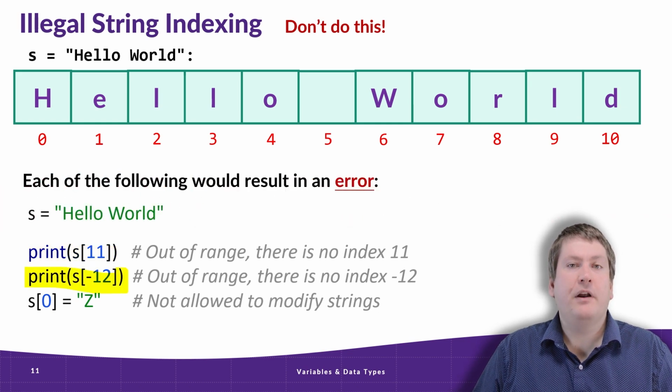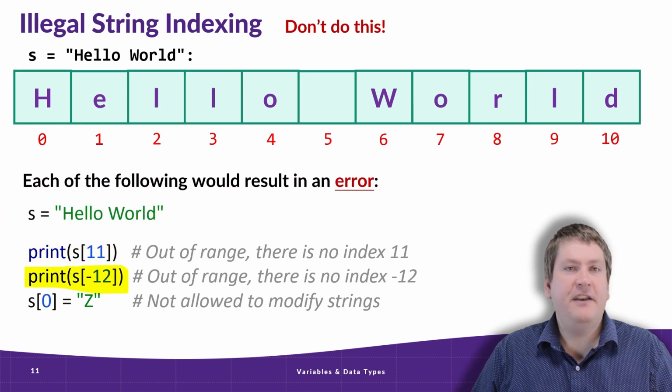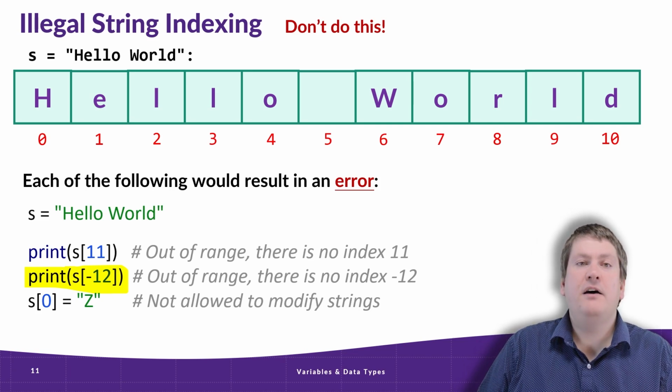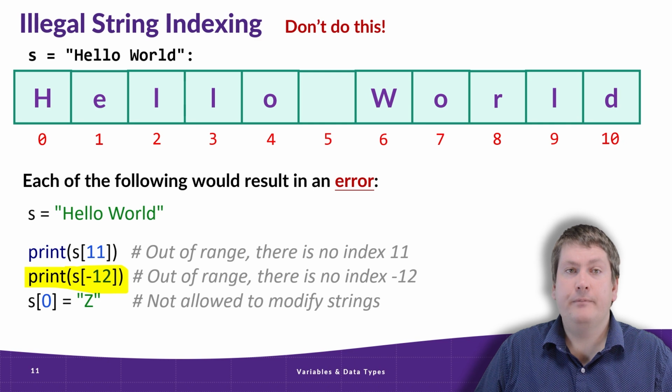The next example would also produce an error, as negative index in this case only goes up to -11, and -12 would be out of the bounds of this string. The last line is also invalid. But this time, the issue is not the index.